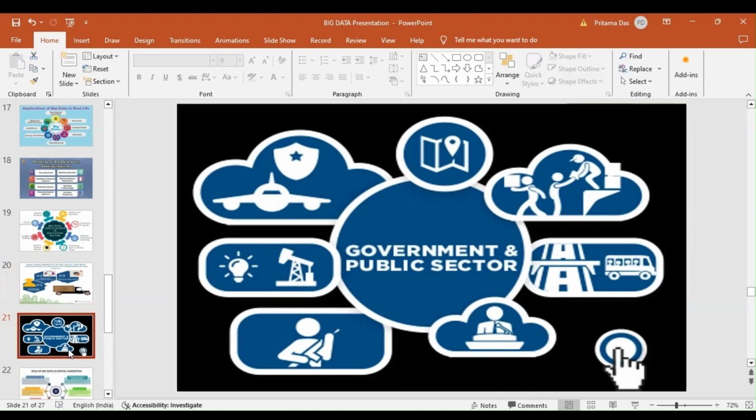So next one is how big data works in both the government and public sector. In the government sector, big data is employed for policy analysis, resource allocation and improving public services. It aids in monitoring social trends, analyzing economic indicators, and enhancing decision making processes. For the private sector, big data is utilized for market analysis, customer insights, and operational optimization. Companies leverage large datasets to understand customer behavior, streamline supply chains, and innovate in product development and marketing strategies.